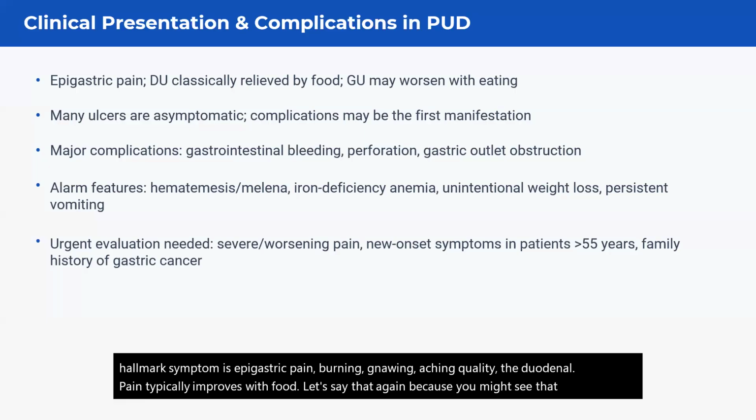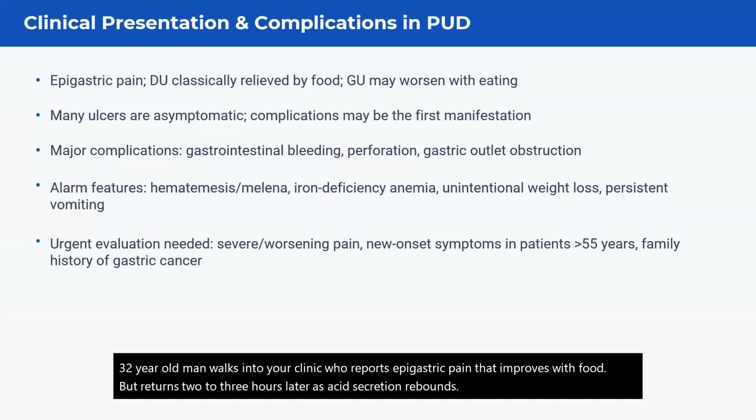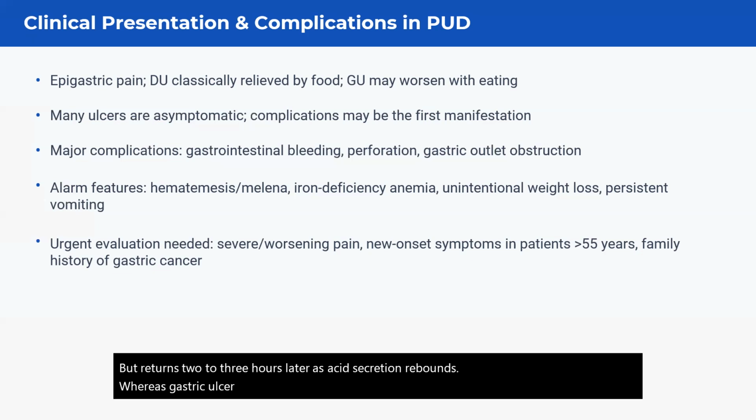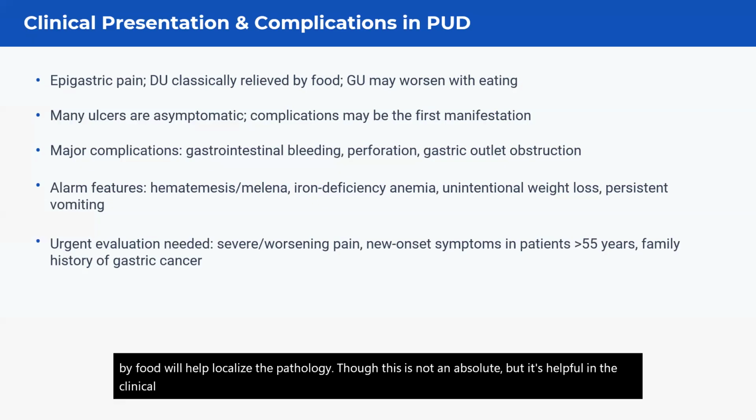A 32-year-old man walks into your clinic who reports epigastric pain that improves with food, but returns 2 to 3 hours later as acid secretion rebounds. Whereas gastric ulcer pain worsens with eating because food is stimulating acid release directly into an already inflamed stomach. So this simple distinction of pain relieved versus aggravated by food will help localize the pathology, though this is not an absolute. But it's helpful in the clinical setting. It's low tech, high yield.